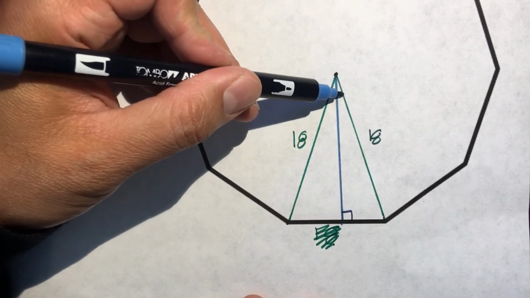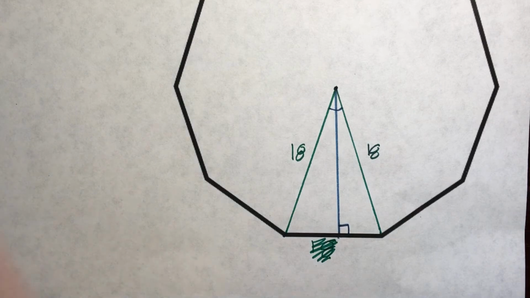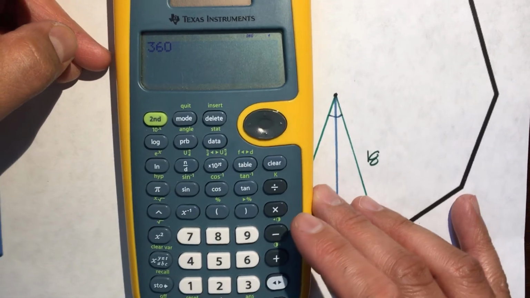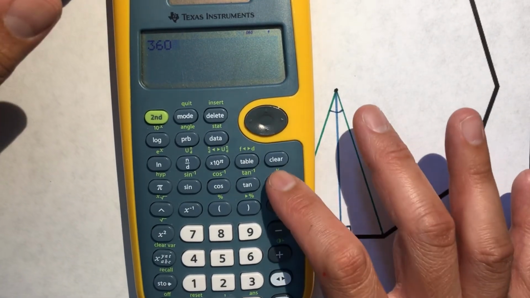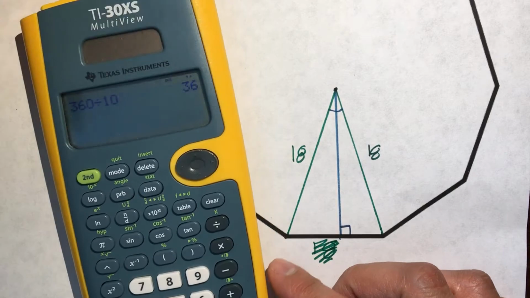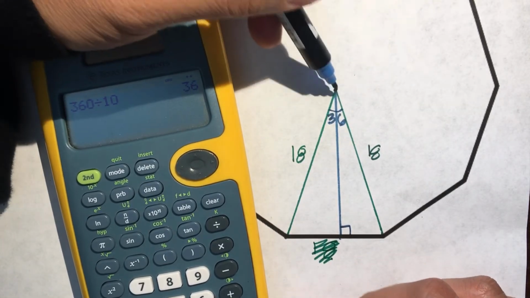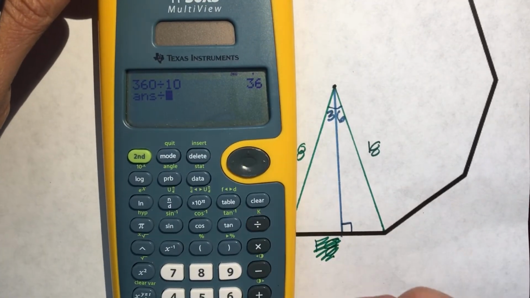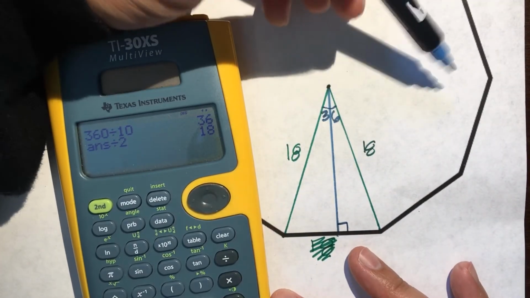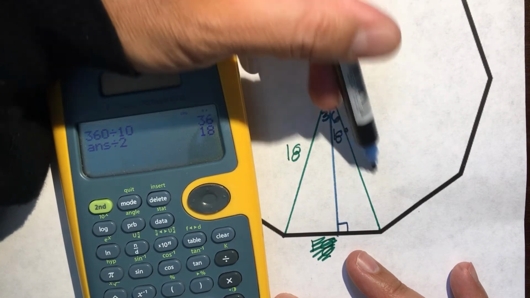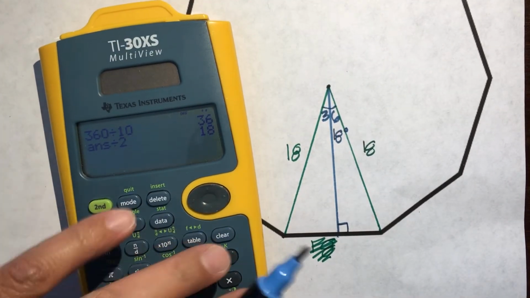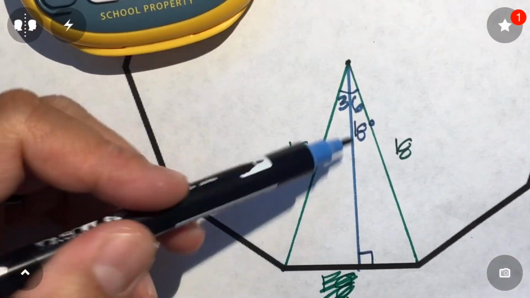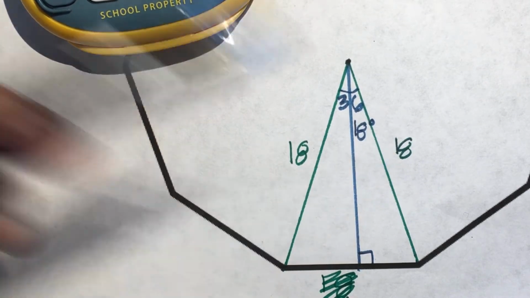So let's figure out what this entire angle is. We're going to take 360. And because this is a decagon, 10 congruent triangles make a decagon, so I divide that by 10, which is 36. But we want to focus on this half, this right triangle right here. So 36 divided by 2 is 18. Oh, what a coincidence. This is 18 degrees and these sides are 18. Okay, hopefully that doesn't confuse you. These won't always be the same number. This is 18 degrees, the angle, and this hypotenuse is 18.